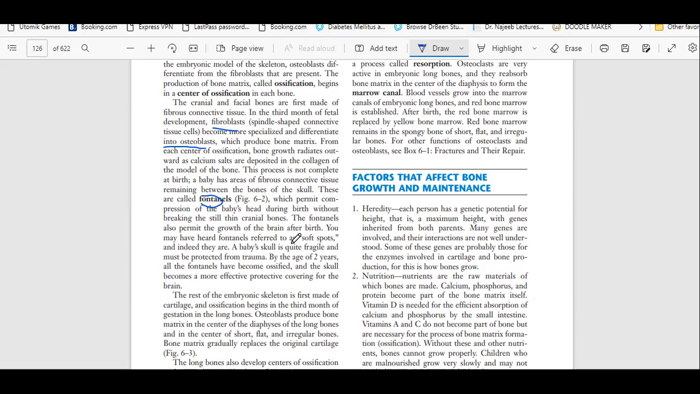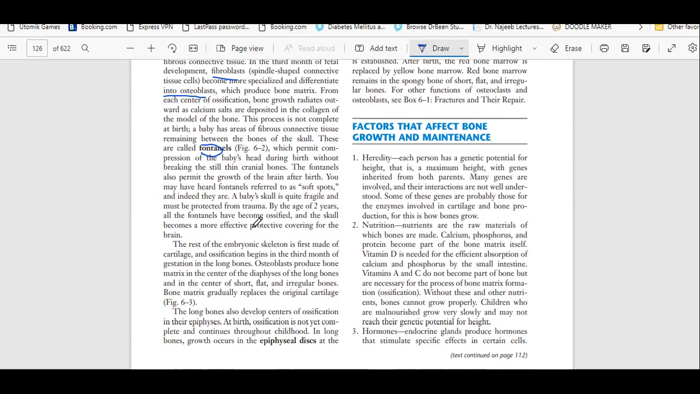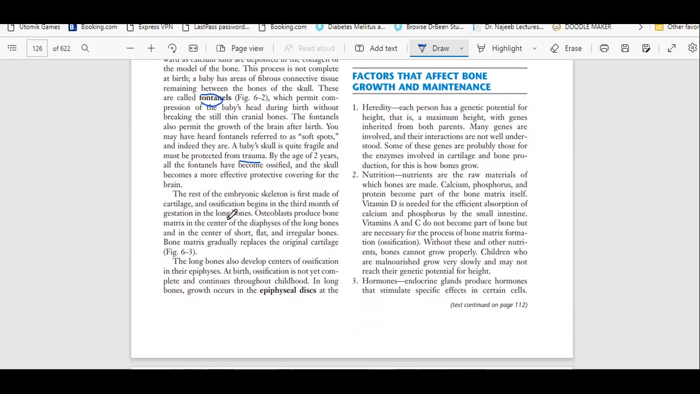Okay. A baby's skull is quite fragile and must be protected from trauma. So carefully you have to protect the head of the baby till 2 years. So till 2 years, no trauma, no head injury. Then the skull will attach completely. Okay, and it will protect the baby.